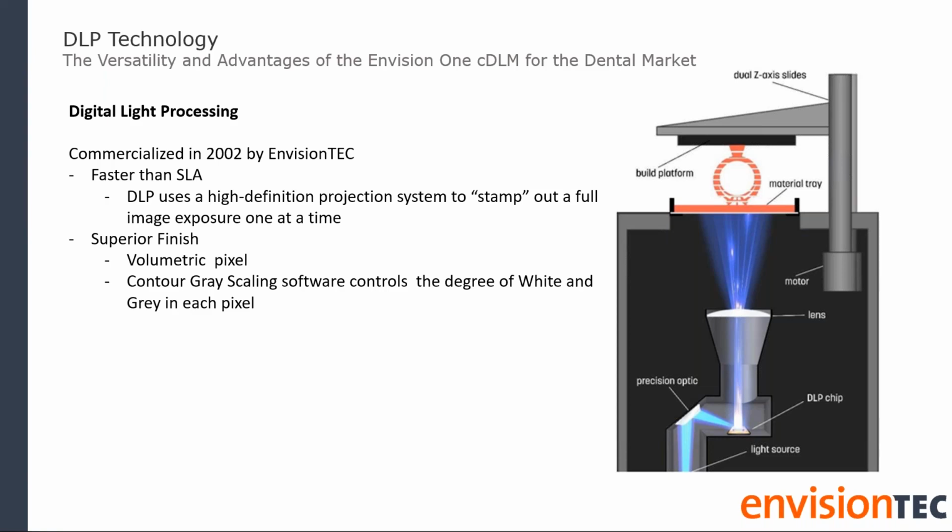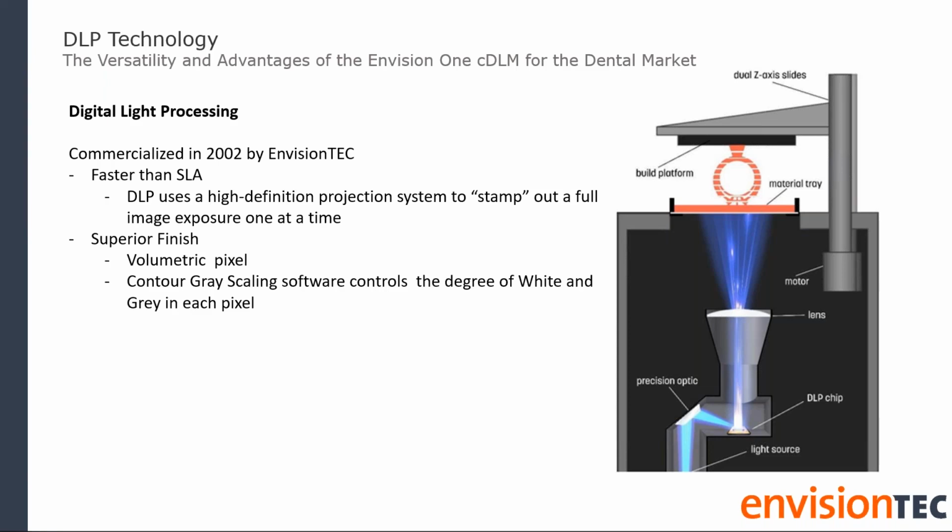So what is DLP technology, and how does it work? DLP uses a high-definition projection system to quickly stamp out a full image exposure one at a time, which makes it much faster than SLA technology. Pixels can be cured to a different depth, known as volumetric pixels, offering substantial edge finishes and overall improvements. EnvisionTEC's patented contour grayscaling software controls the degree of white and gray in each pixel, allowing for a smoother surface finish and extreme accuracy.